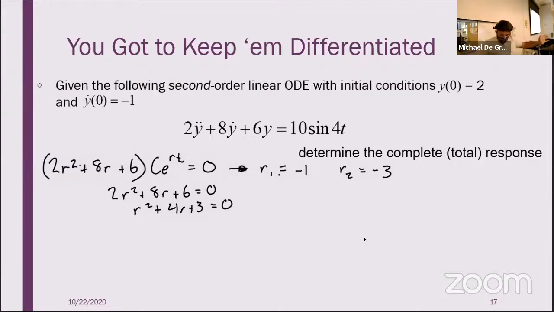All right, so those are our roots. Well, if we have the roots, what does that mean for us? That means we can get the homogeneous solution as C1 e to the negative 1 times t plus C2 e to the negative 3 times t. Remember, our solution form is this c e to the rt business, and each of our roots contributes in some way.